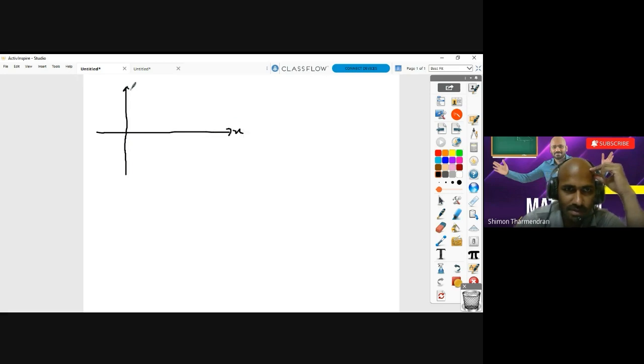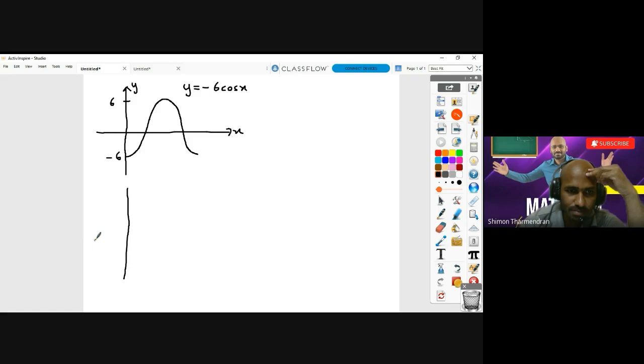We know a minus cos graph is flipped. What happens if I've got a minus 6 cos x graph? It means the lowest is minus 6 and the highest is 6. So this is a graph of minus 6 cos x. Now when I plus a 4 to this, it means I push up this graph 4 units up.